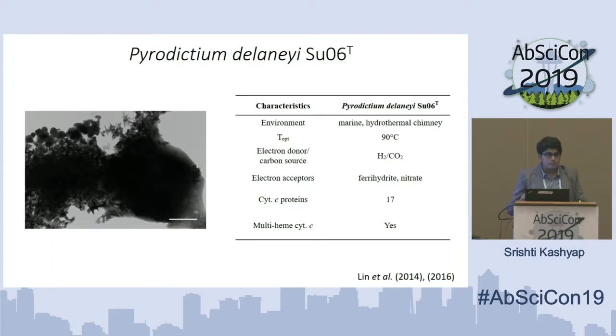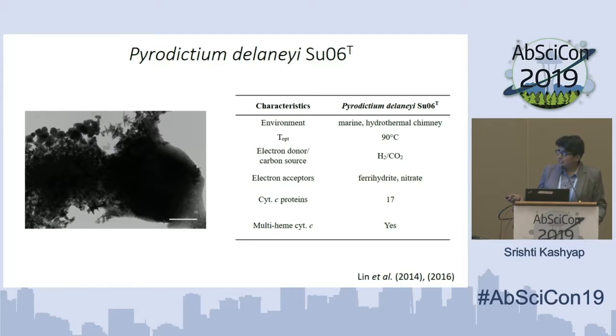So we're actually probing and trying to understand this process a little more closely using a model system, a model crenarchaeon called Pyrodictium delaneyi, type strain SU06. Now, I want to highlight a few key characteristics about this organism before going any further. So Pyrodictium delaneyi is an isolate that was taken from an actively venting hydrothermal chimney and that grows optimally at 90 degrees Celsius, and it's hydrogenotrophic.